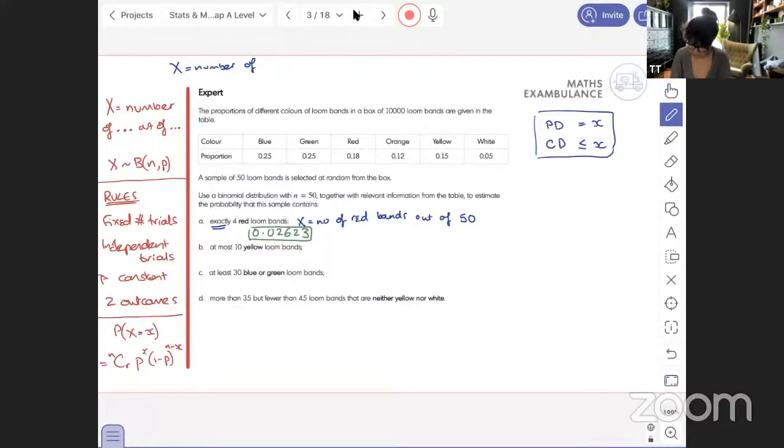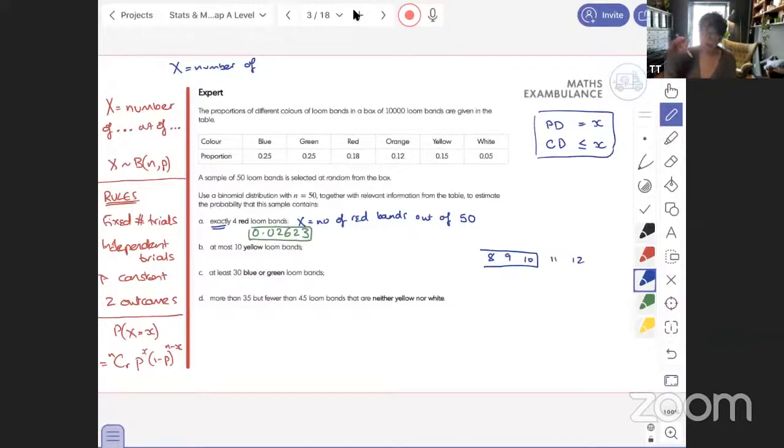Okay, let's speed it up a bit. At most 10. Now, I recommend that you always write down the little number line just to think. Okay, at most 10. So I'm going to go 8, 9, 10, 11, 12. Right, at most 10. Because there's so many ways you could phrase this: at most 10, not more than 10, less than or equal to 10.